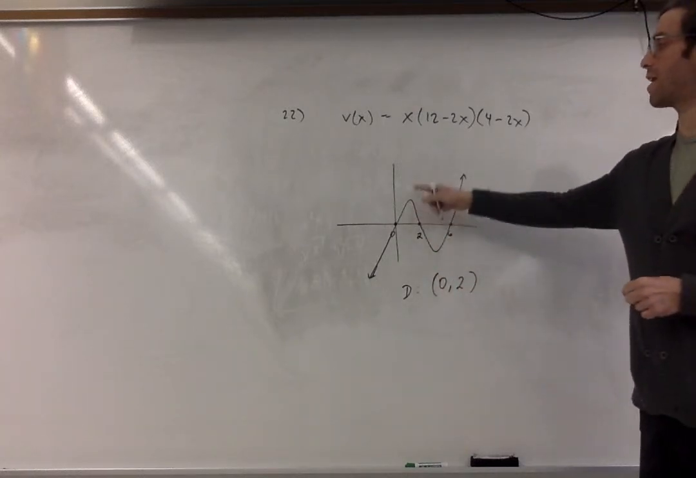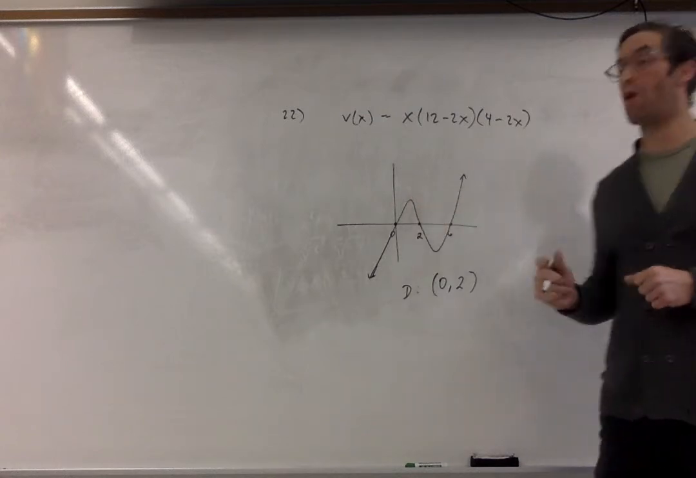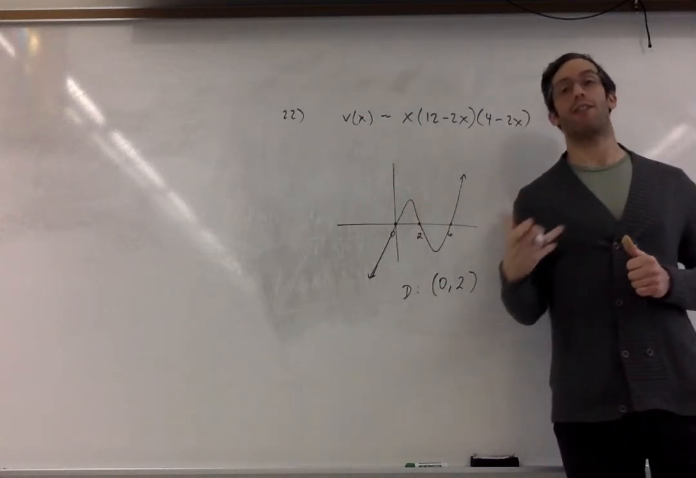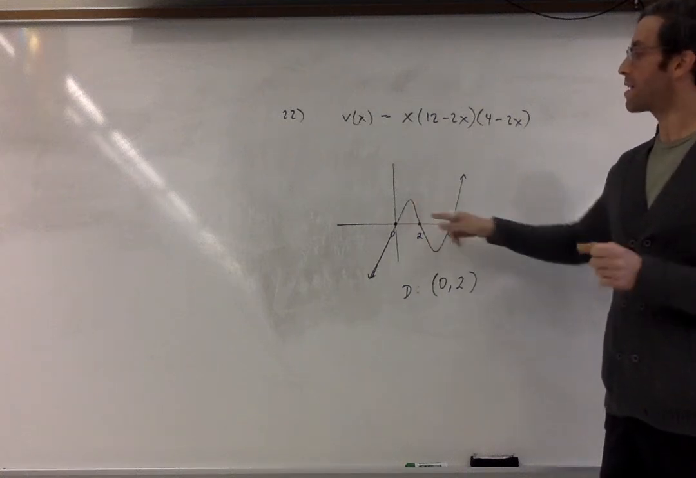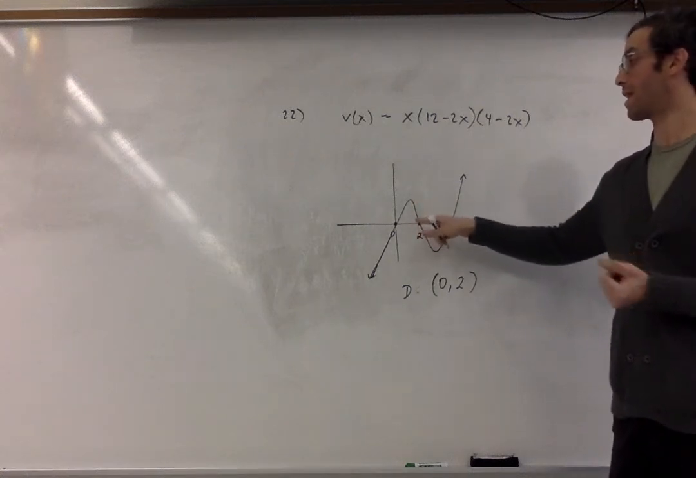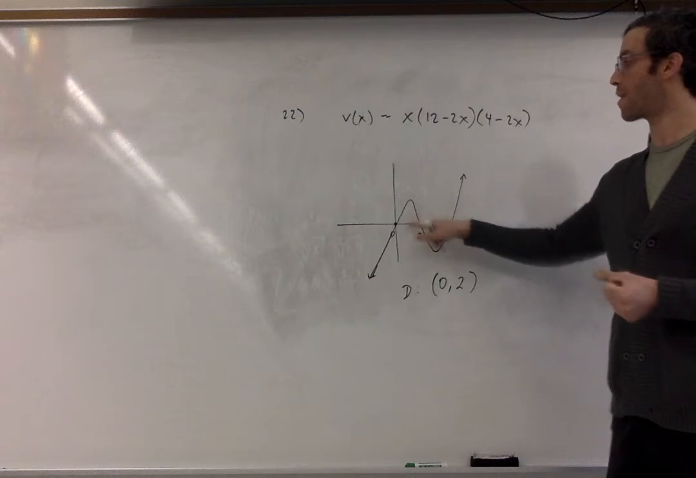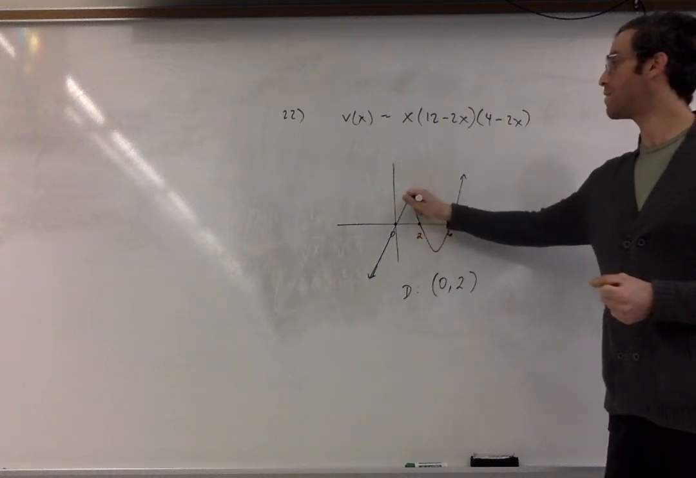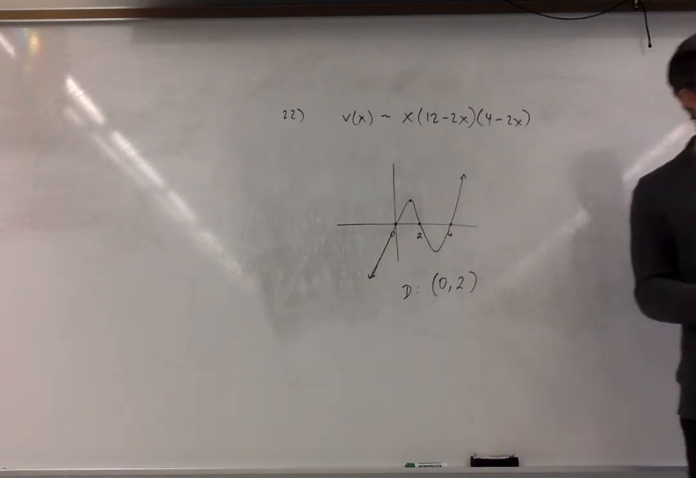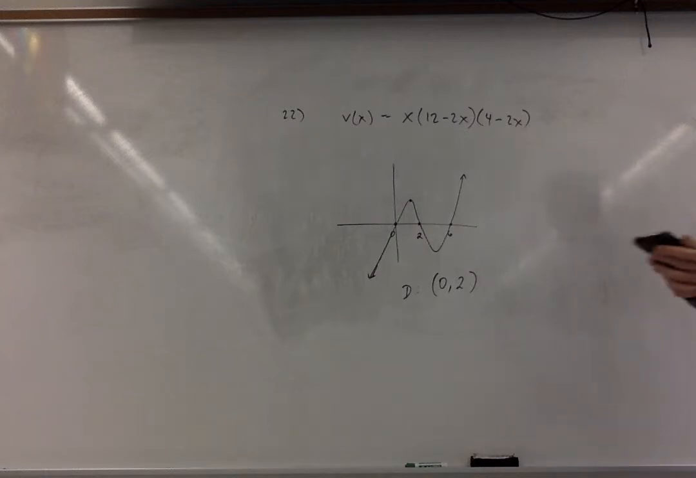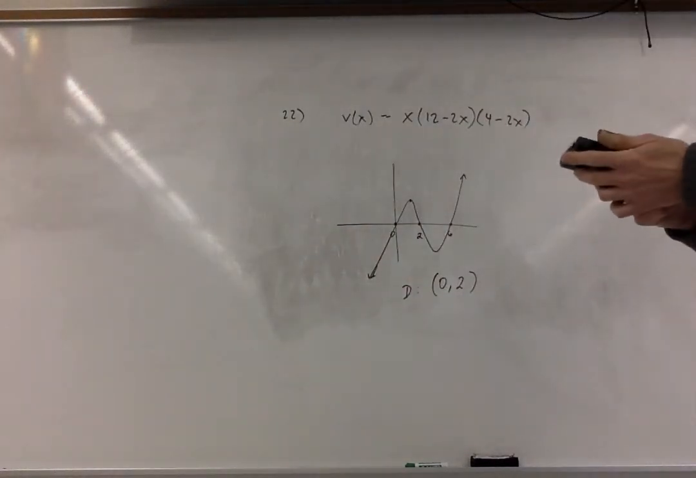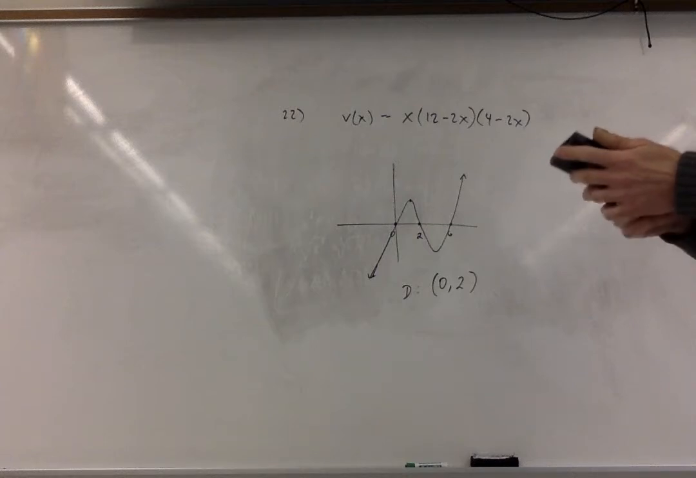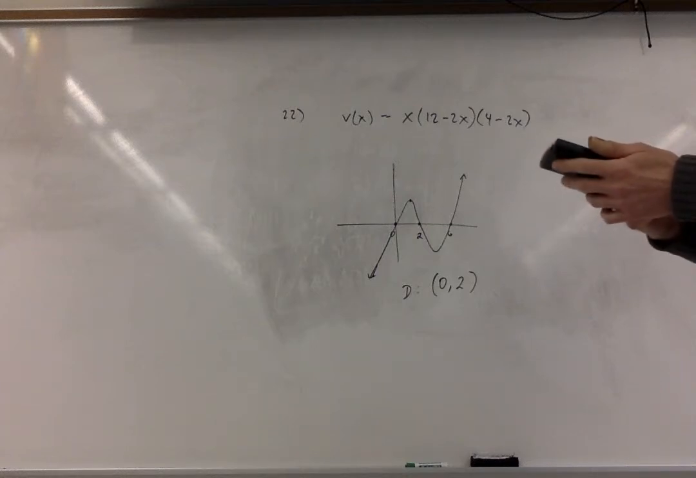But that doesn't mean that the maximum happens at exactly 1, right? Because cubics are not symmetrical like quadratics are. All right? So the maximum is not going to happen at 1. It's going to happen somewhere around 1, though. Maybe like somewhere between a half and 1.5, somewhere in there. To find that point, we need a calculator. Right? So I'm going to type in the volume function in y equals, right? Just going to type in x times (12 minus 2x) times (4 minus 2x), right?